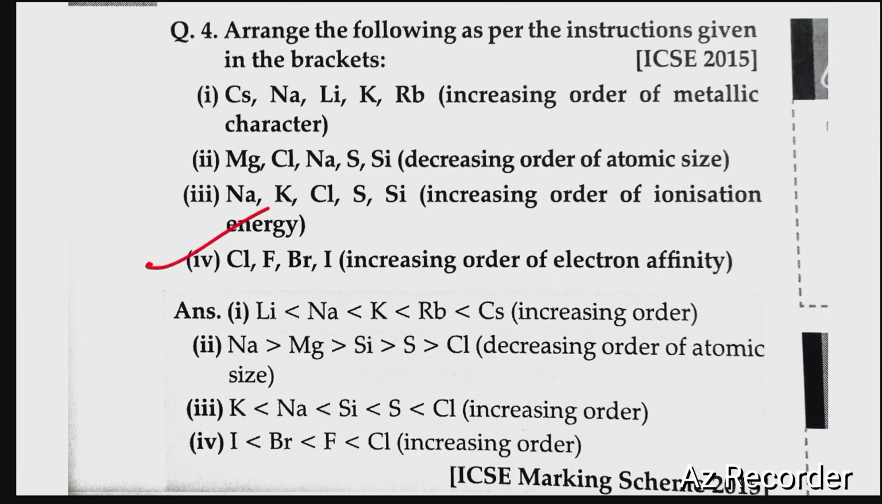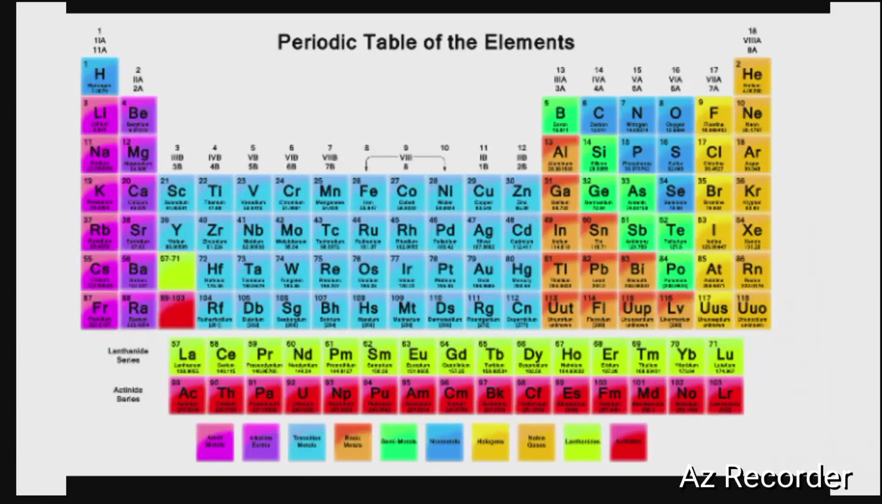Now we have to arrange chlorine, fluorine, bromine, iodine in increasing order of electron affinity. Electron affinity means the tendency to attract the shared pair of electrons towards itself in a molecule. We have to arrange them in increasing order. Here the correct order will be iodine, followed by bromine, followed by fluorine and then chlorine, because down a group the electronegativity decreases. Iodine lies below all of the other elements, so it will have the least electron affinity, while fluorine lies at the top, which will have the greatest electron affinity.